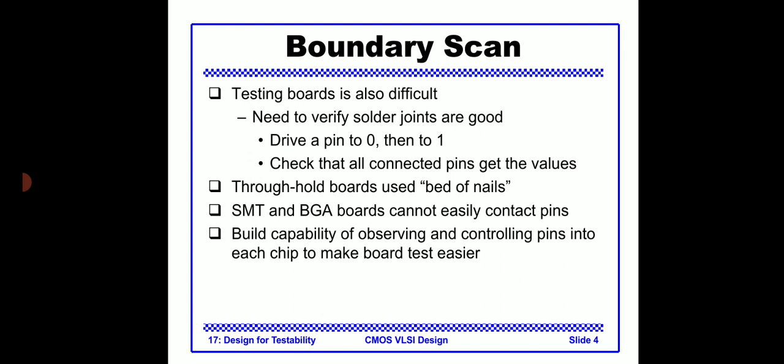Now boundary scan. Testing boards is difficult. We need to verify whether each connection is good or bad, so drive a pin to 0 then to 1, and check all the connected pins and give the values through the whole board. We can use a bed of nails so we can easily connect the pins, and building in the capability of observing and controlling these pins becomes easier. It reduces testing and maintenance cost as it requires simple and less expensive equipment.